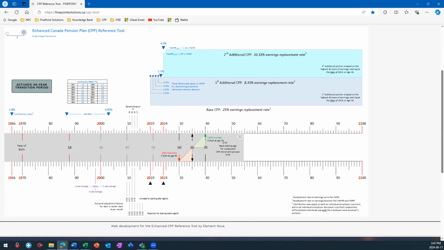If your year of birth was before 1966, you'll have to use the age 18 line to set up the age scale. For example, someone born in 1949 turned age 18 in 1967. In this case, the person turned age 70 in 2019 when the Enhanced CPP started.